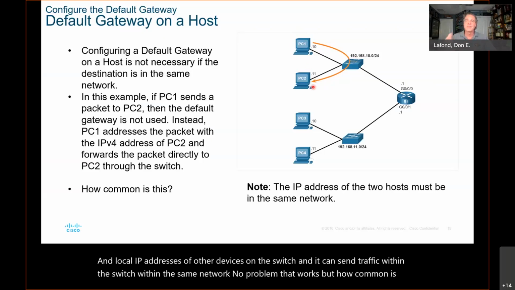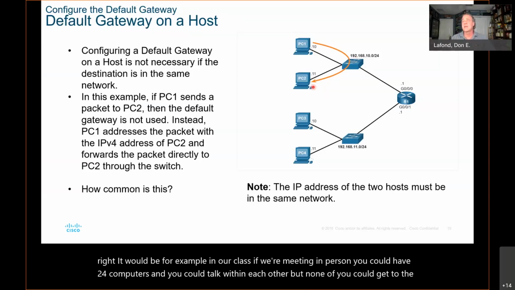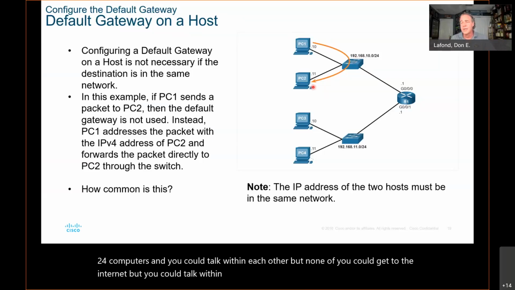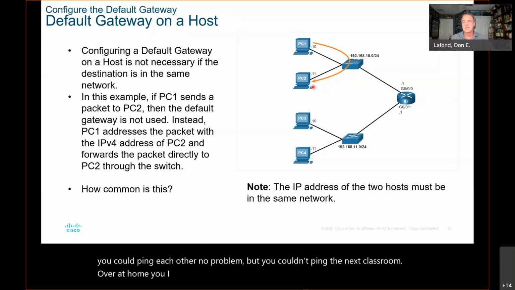It would be, for example, in our class, if we're meeting in person, you could have 24 computers and you could talk within each other, but none of you could get to the internet. But you could talk within each other if you wanted to, no problem. You could ping each other, no problem, but you couldn't ping the next classroom over. At home, I could send a message directly to my wife's cell phone, I guess, if it was IPv4 enabled. But it's unlikely that I would do that.